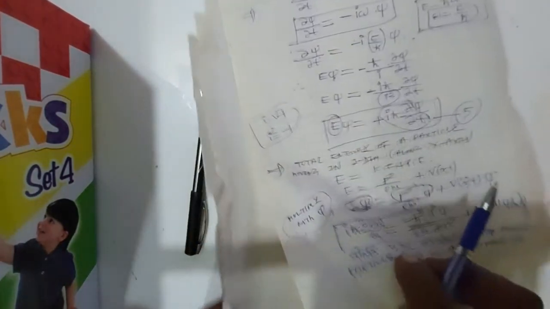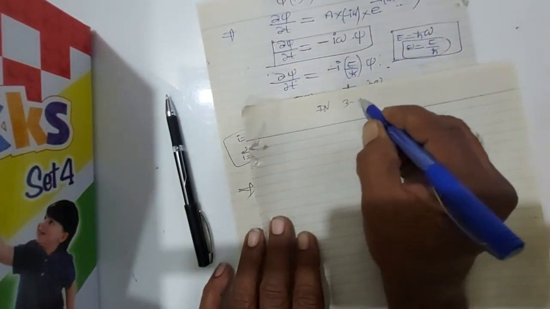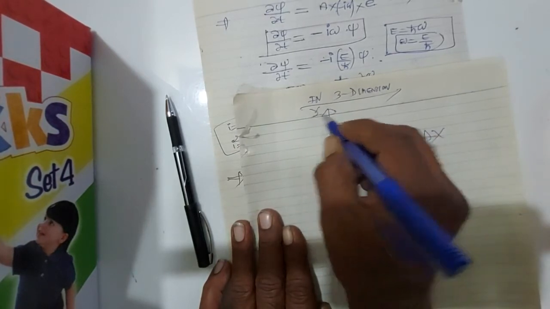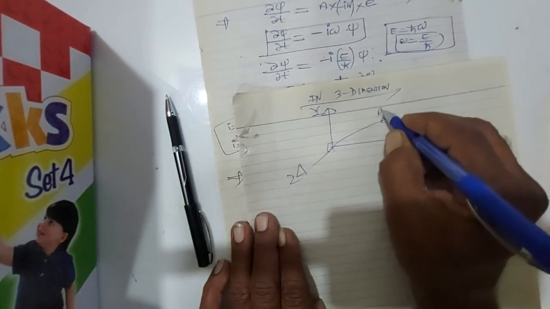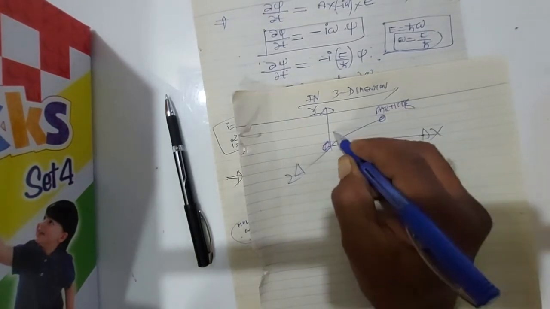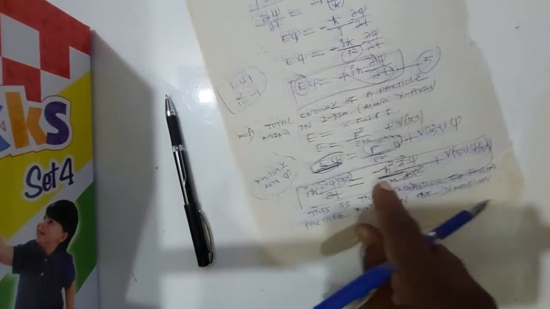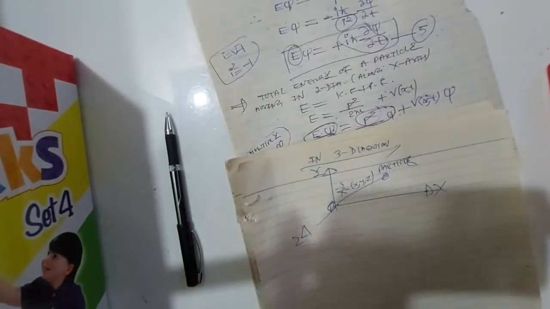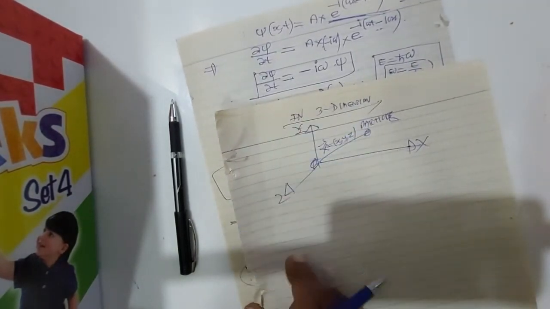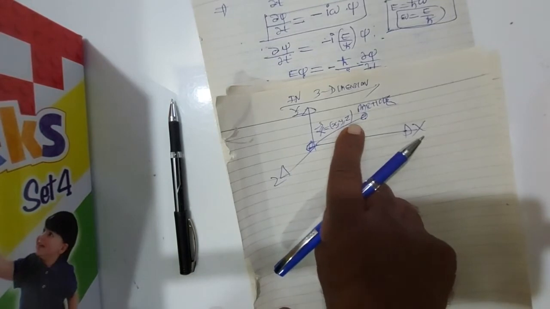Now, in three dimensions, instead of one dimension, if the particle is moving in a three-dimensional space having x-axis, y-axis, z-axis, then instead of a single coordinate x, the particle has three coordinates: x coordinate, y coordinate, and z coordinate.